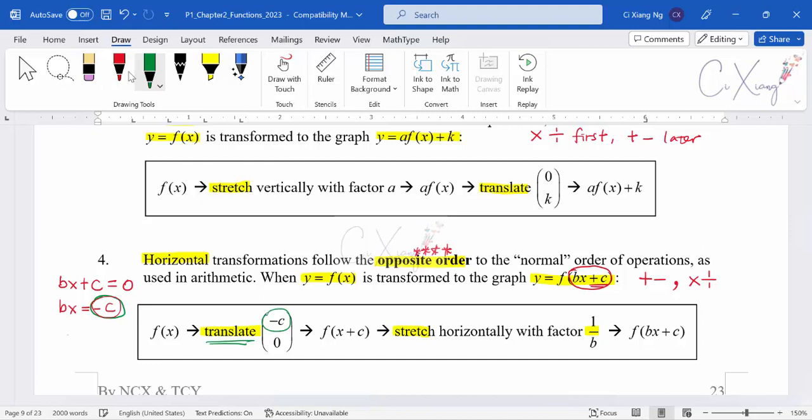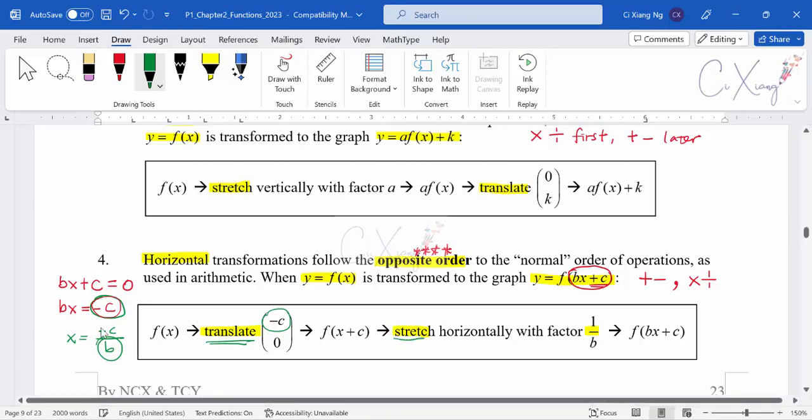Okay, then after that, only then you try to move the b over, right? So when you try to move the b over, it is actually the stretch. So your second transformation will be a stretch with the factor of 1 over b. So this is another way for you to refer, just in case you are not really sure how come the plus minus comes first and then the multiply and divide comes later. So you can actually have a look in this way.